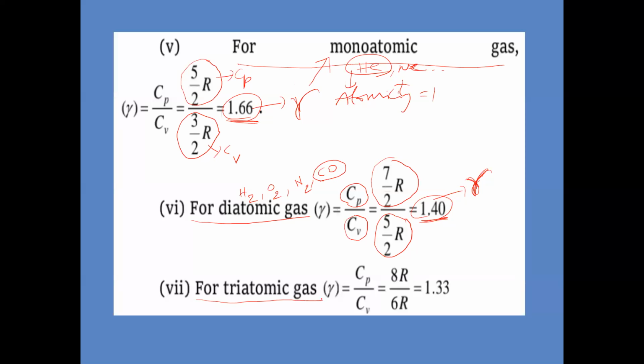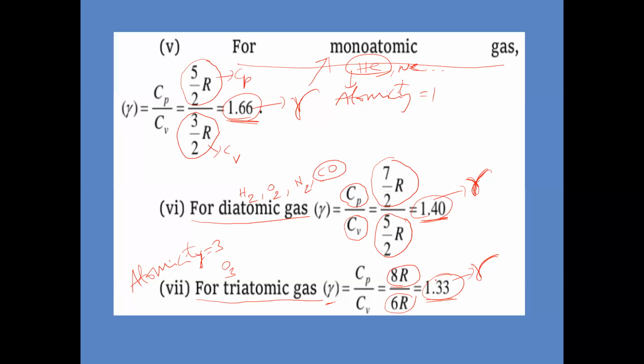Next, for triatomic gases. Triatomic gases means O3, ozone. How many atoms in one molecule? Atomicity is 3 here. If atomicity is 3, the number of atoms in one molecule will be 3. Those gases are called triatomic gases. For triatomic gases, gamma is the ratio of Cp to Cv. Cp for triatomic gases is equal to 8R, and Cv is equal to 6R. 8R by 6R will be equal to 1.33. That is the gamma value of triatomic gases.